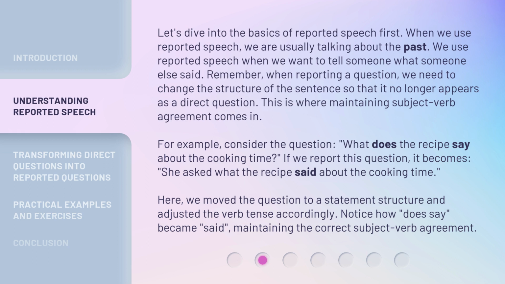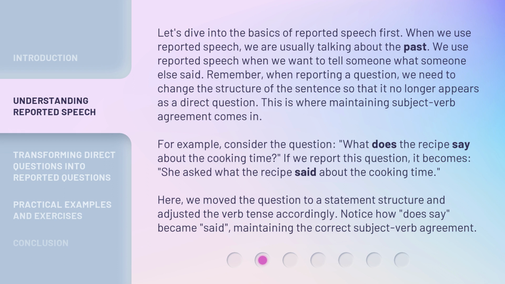Let's dive into the basics of reported speech first. When we use reported speech, we are usually talking about the past. We use reported speech when we want to tell someone what someone else said. Remember, when reporting a question, we need to change the structure of the sentence so that it no longer appears as a direct question. This is where maintaining subject-verb agreement comes in.